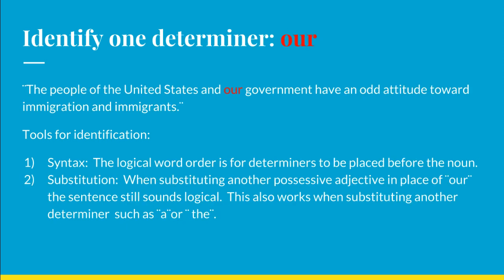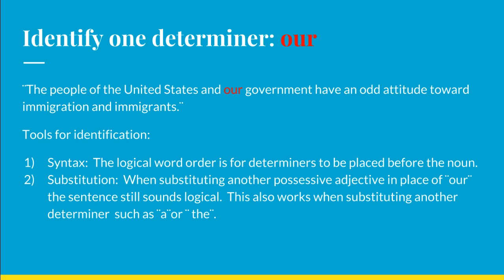The determiner our being used in this sentence. The people of the United States and our government have an odd attitude toward immigration and immigrants. That word, our, is going to be identified by using syntax and substitution. Morphology did not work in this case because I could not attach any affixes to this word to create another word. However, syntax works. The logical word order is for determiners to be placed before the noun.